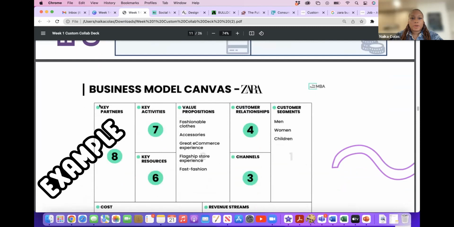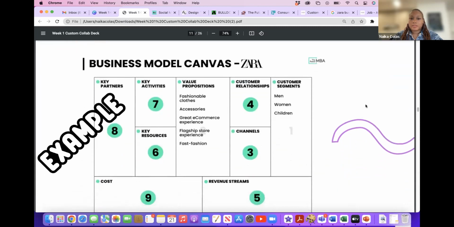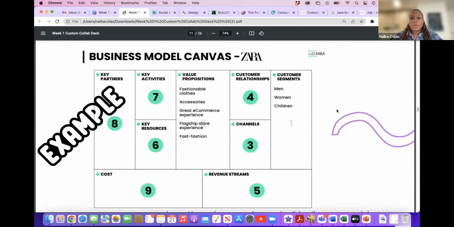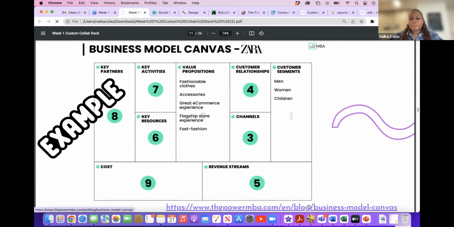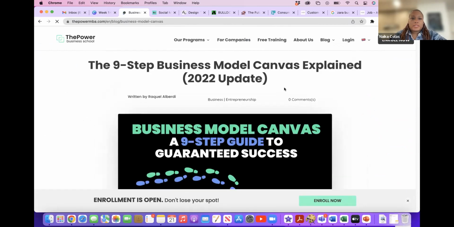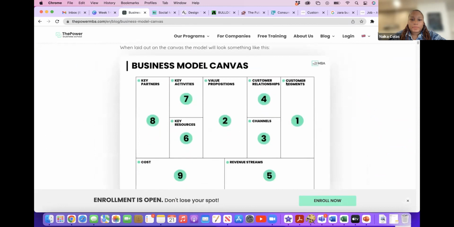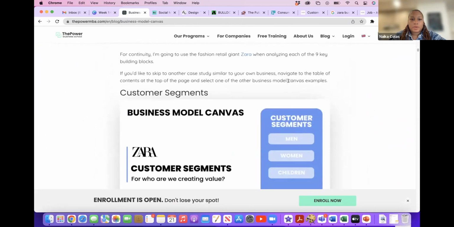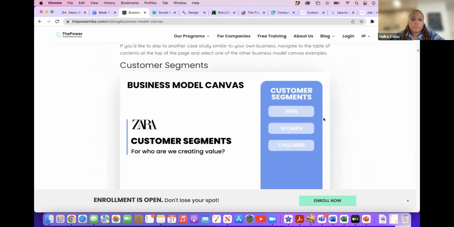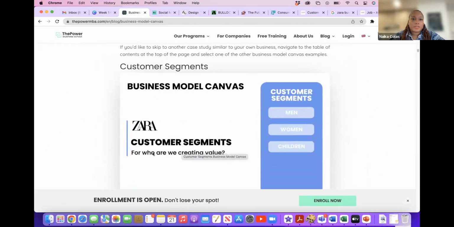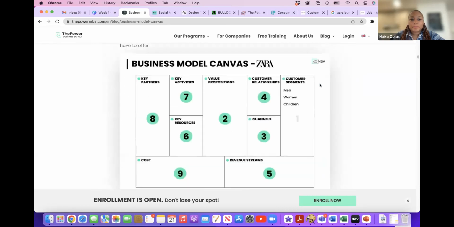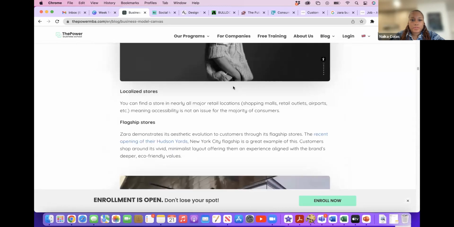And this is just an example of Zara. I do not shop there as it's not eco-friendly or really sustainable in general. Okay, this is a business model canvas for Zara. Scrolling down, Zara's customer segment, or consumer segment, they target men, women, children. This is too vague. I always go into what are their ages? How do they live? What are their lifestyles? Where do they work?